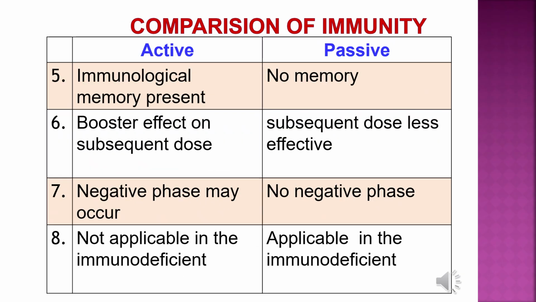In active immunity, immunological memory is present, and a booster effect on a subsequent dose is present. The negative phase may occur because of the previous antibodies, and it is not applicable in immunodeficient persons. In passive immunity, there is no memory and a subsequent dose is less effective, but there is no negative phase and it is applicable in immunodeficient people.